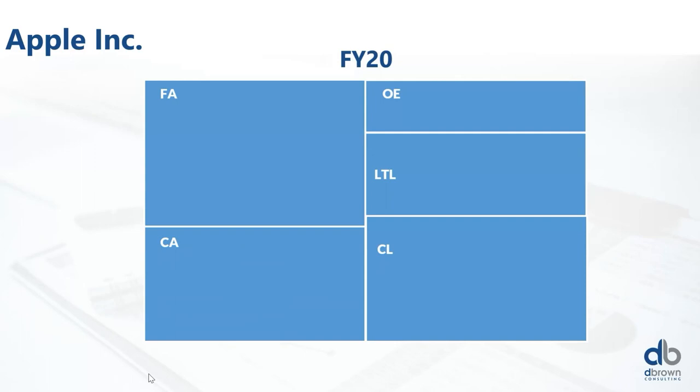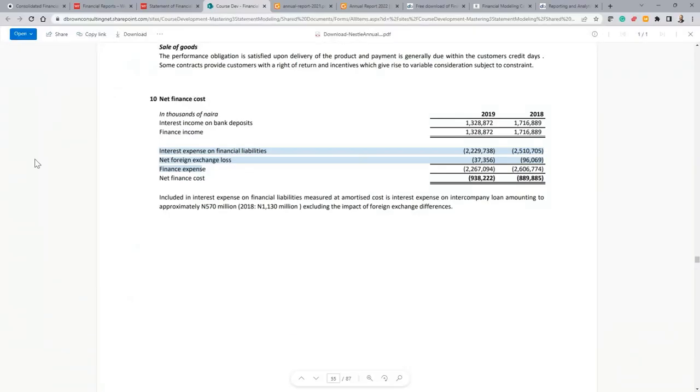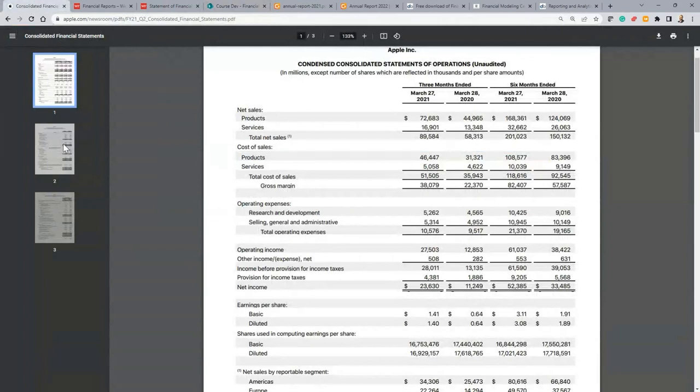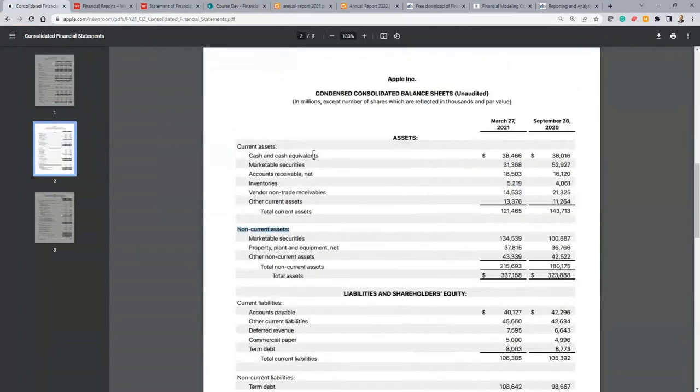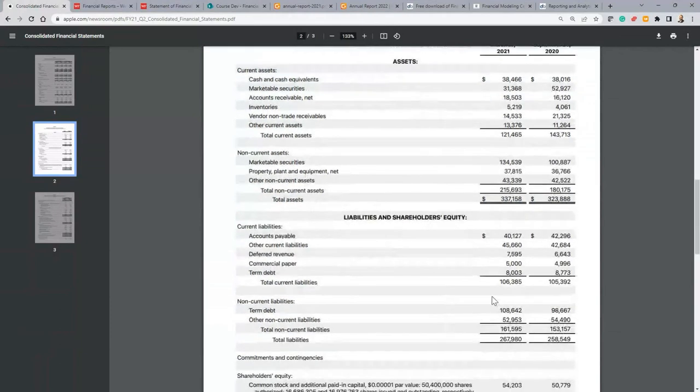This is Apple's financial year 2020 financials. Right? How did you get that? All you do is go to the financials, go to the balance sheet and pick just those total numbers, current assets. This is it, 121,465. What is fixed assets? 215,693. This is one number. This is another number. What's the other number? Current liabilities, 106 billion, right?